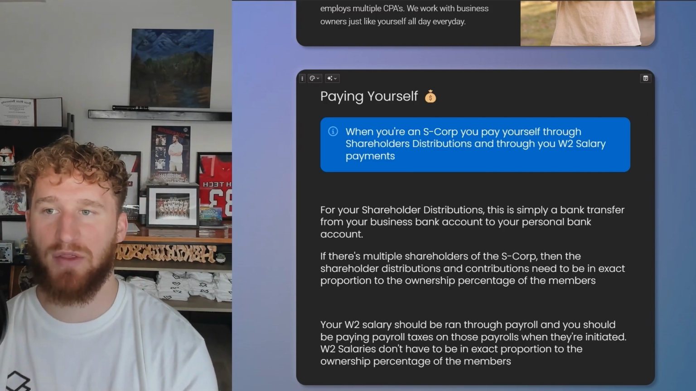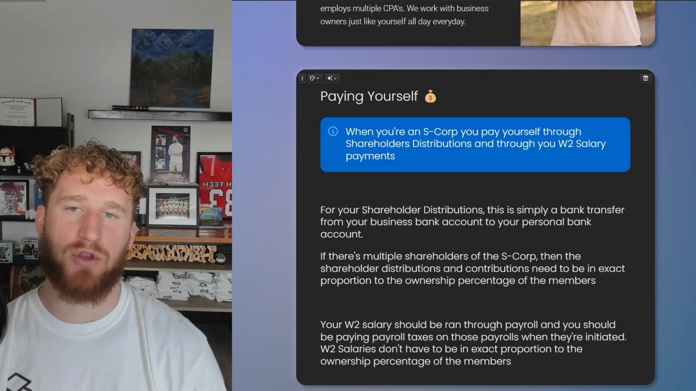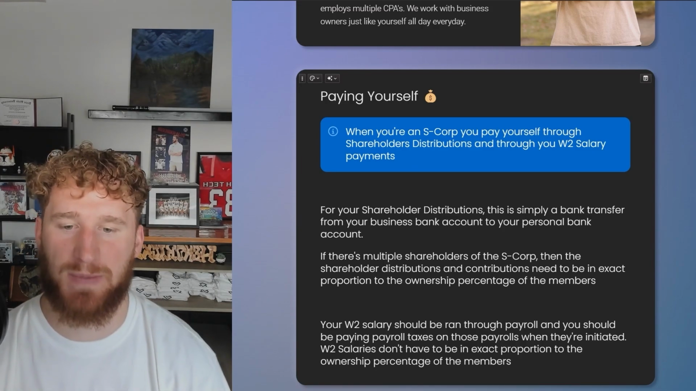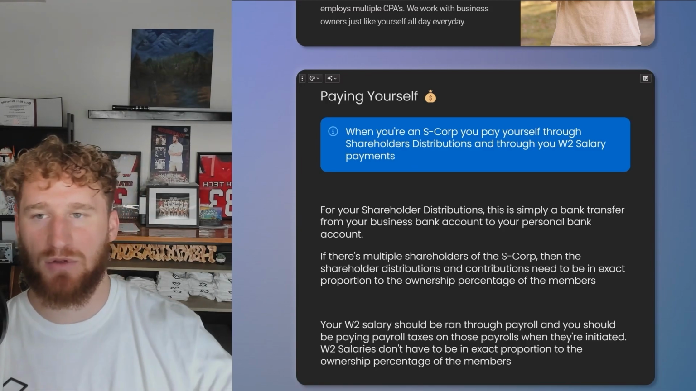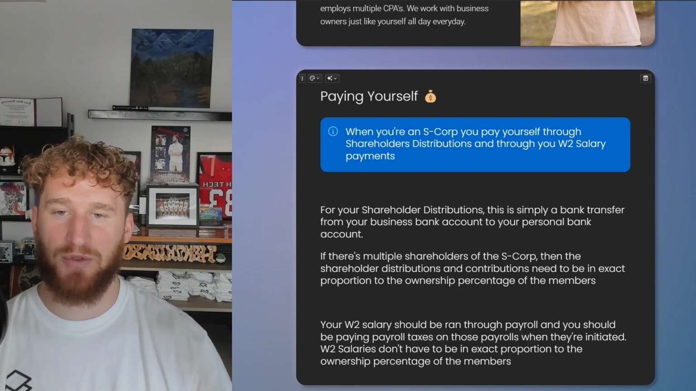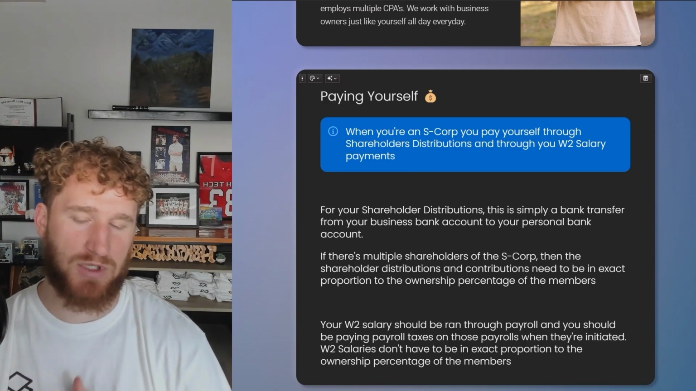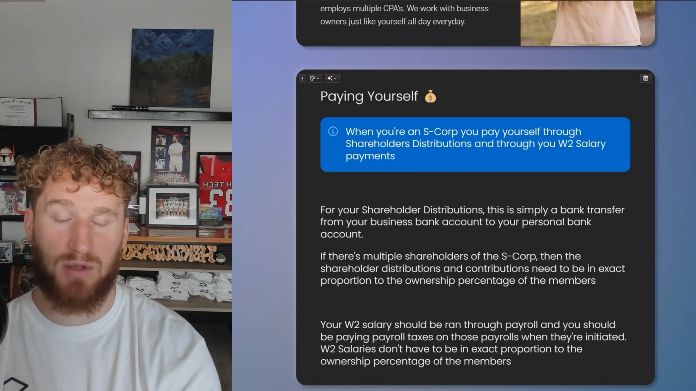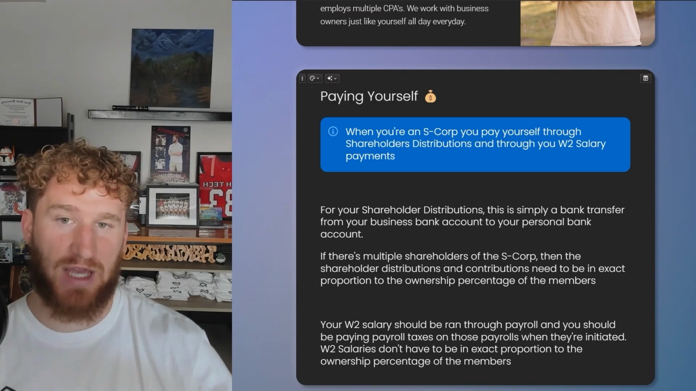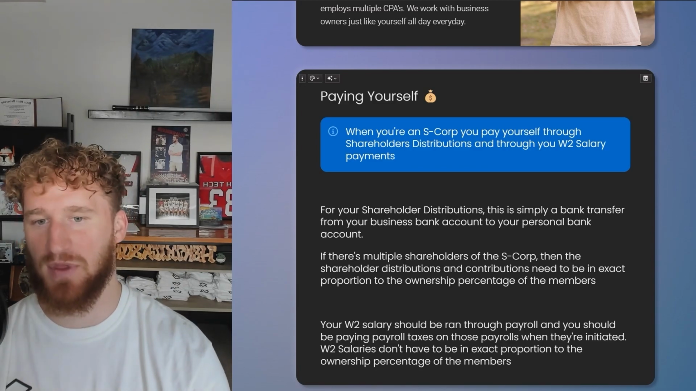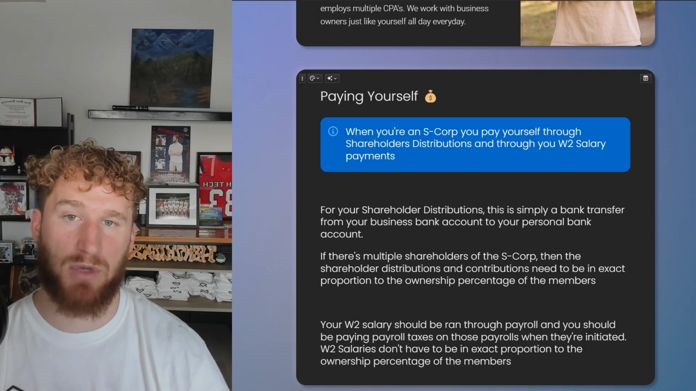Now, one thing that's cool about the salary is, I'm sure you've heard that you need to be making quarterly estimated tax payments, but you can actually pay in those federal and state taxes throughout the year through your W-2 salary. So the same way that at a W-2 job, if you were an employee, you would have federal taxes taken out of your paycheck, you could do the same thing here as an S-Corp owner. You can actually pick how much you have withheld.